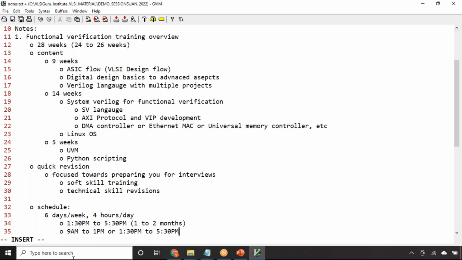If there are any changes, we will keep you informed, but for the initial 1-2 months this will be the schedule. Now this is about the training overview and the schedule. Please let me know if you have any questions.